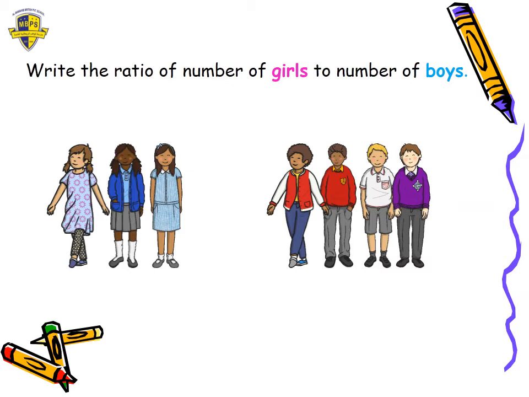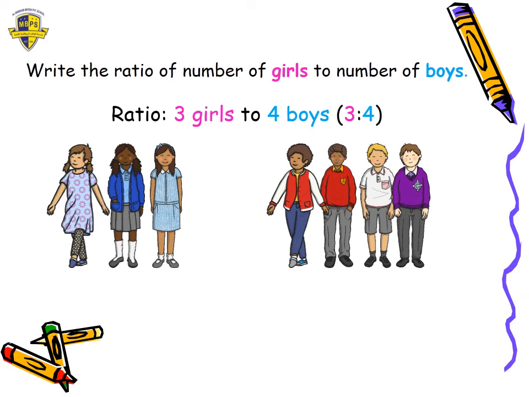You can see here the kids. How many girls we have? 3. Good. And how many boys? 4. Good. Now the question asks you, write the ratio of number of girls to number of boys. So how many girls to boys? The ratio, girls 3, boys 4. Excellent. So this is the ratio.